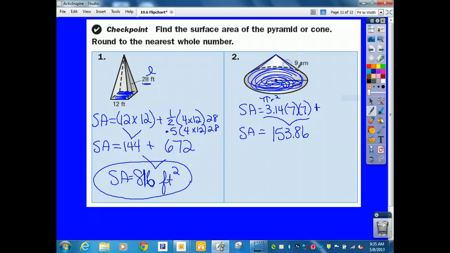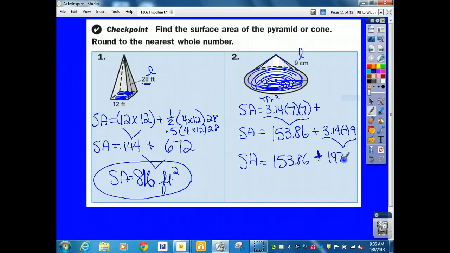Now let's find the body of the cone. Plus, now we have to do what? 3.14 pi times the radius. Okay, so pi times the radius of 7 times the slant height of 9. All right, so what do we get for the body now? So surface area equals, we've already got the base, 153.86. Add that to the body of it, what do we get?